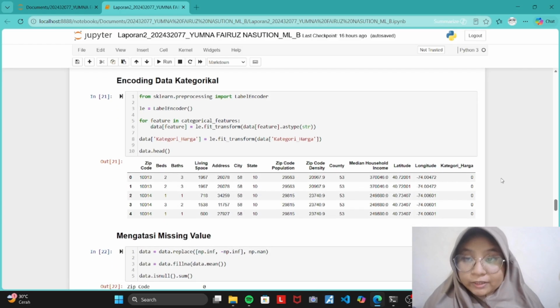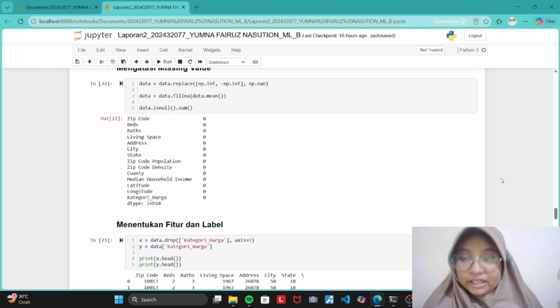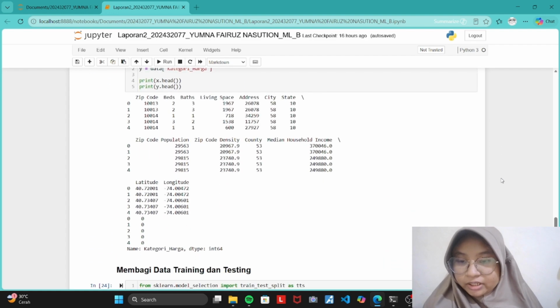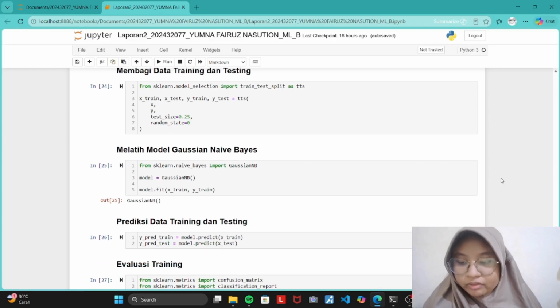After preprocessing, I separated the dataset into features and labels. The features were stored in variable X while the classification target was stored in y. Next, I split the dataset into training data and testing data using train test split. 75% of the data was used for training and 25% was used for testing.